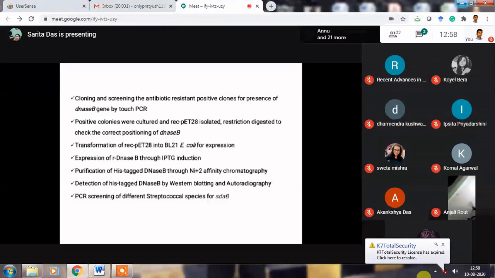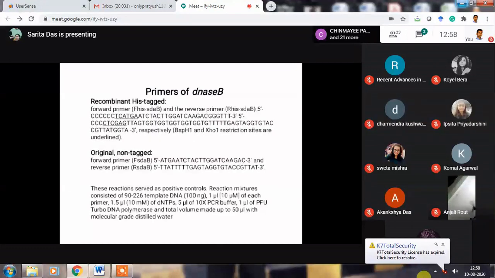And then the fractions which tested positive, meaning those with the presence of the specific DNase B protein, which is of 27 kilodalton. We'll see everything in the forthcoming slides. So I just narrated all the procedure. Now, this is how the primer has been designed.